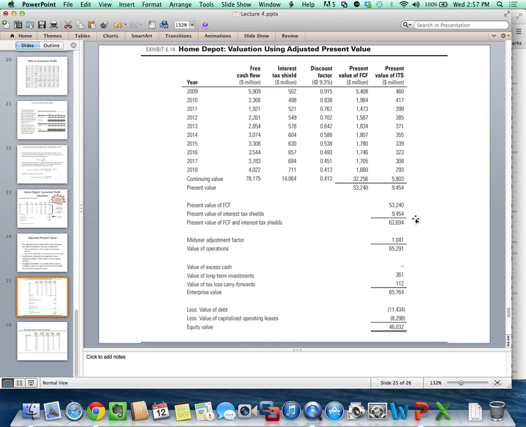Or another way of saying the same thing, what would be the value of Home Depot, their operations, if they had no debt and they were an all equity firm? What would the value of Home Depot as an all equity firm be? By the way, this is an example of the types of questions on part B of your midterm.